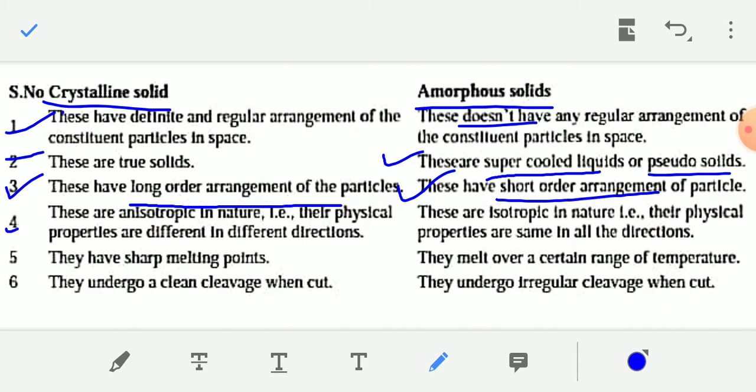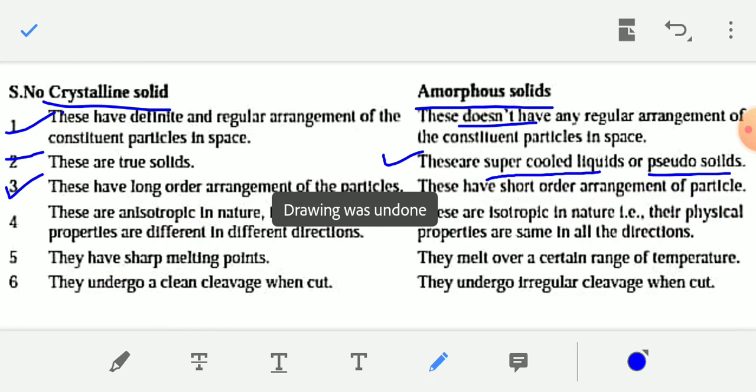And fourth point, very important point, crystalline solids are anisotropic in nature.